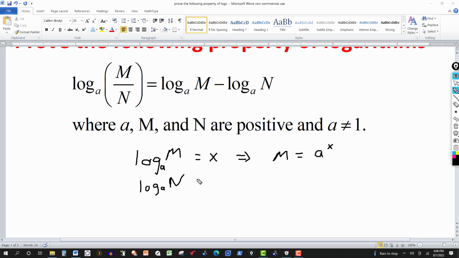In the same way, if we look at the log of n to base a and set that equal to y, and again there I'm just using substitution, and then in the next step I'm using the definition of a log, going from log to exponential form. So this implies then that n is equal to a to the y.